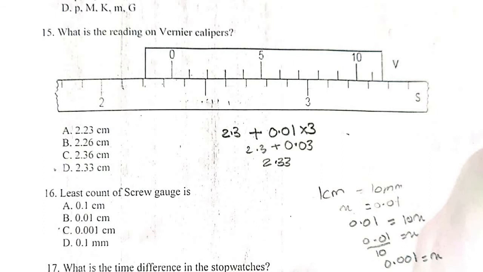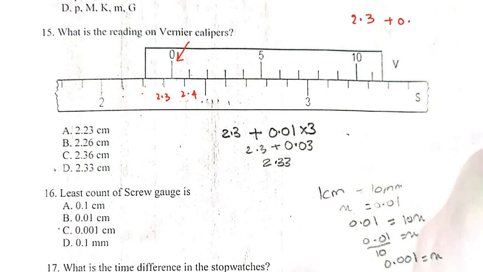What is the reading on this vernier caliper? So let's find out the reading on this vernier caliper. This is the zero of the vernier scale. This is 2.1, 2.2, this is 2.3 and 2.4. So the zero lies between 2.3 and 2.4. So the main scale reading will become 2.3.